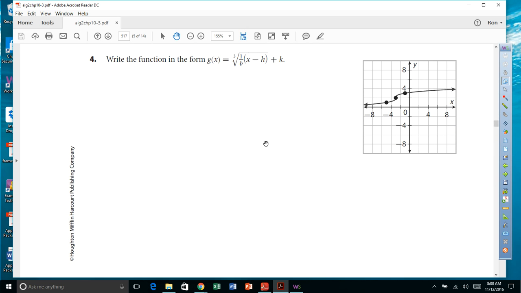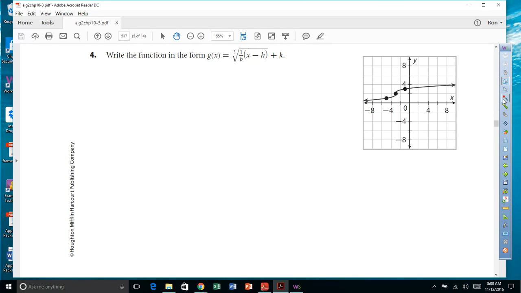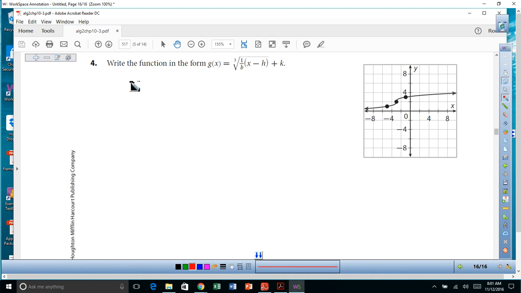Write the function in the form g of x. Okay, so we're going to need to figure out what b is, what h is, and what k is. And we can find h and k relatively easily. We just have to find the point of inflection, and that's right there. So that's -3 and 2. So -3, 2. All right.